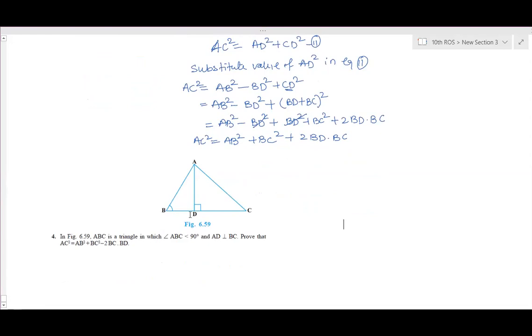So try solving. Two right triangles. Use Pythagoras theorem. Substitute AD.